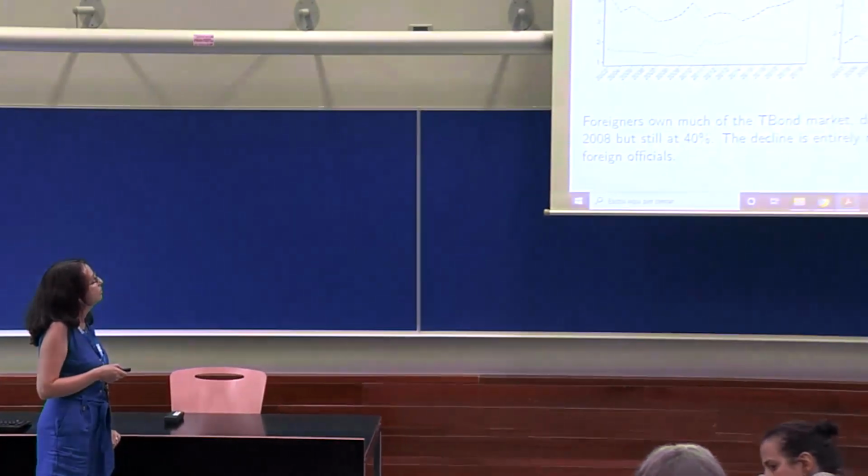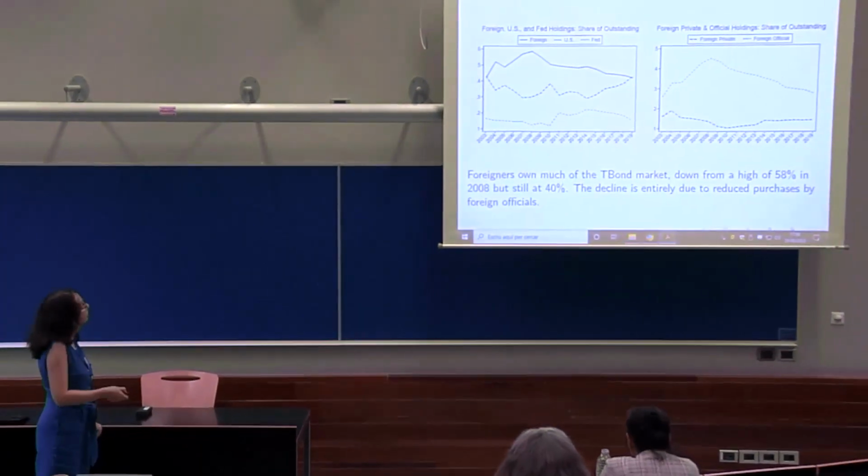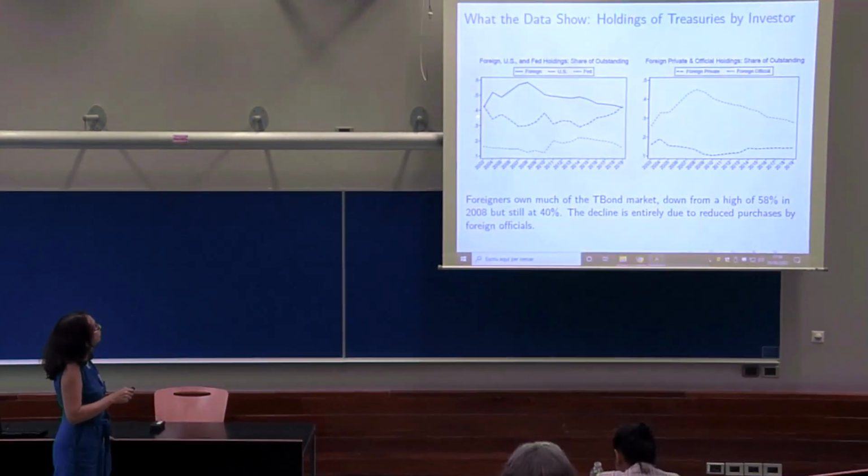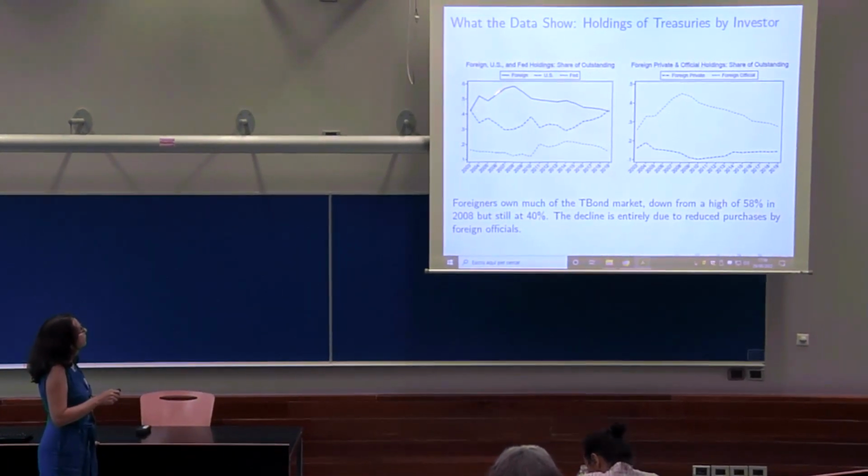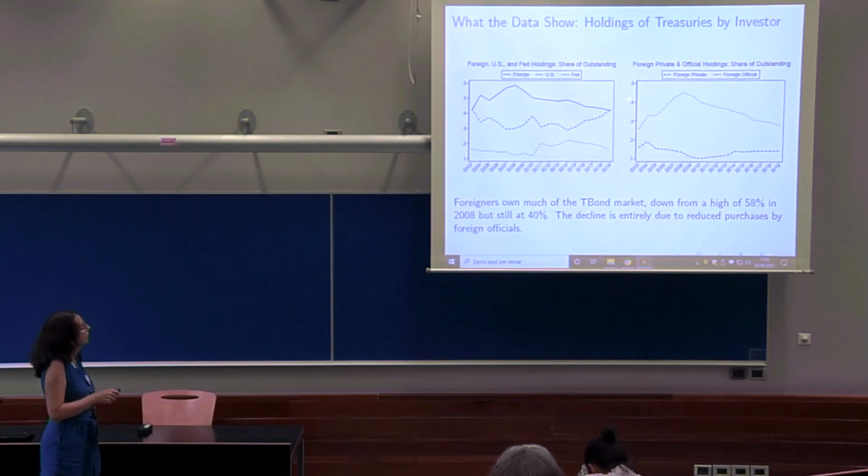Okay, so I'm skipping this. So what the data shows, I'm plotting here holdings relative to outstanding amounts. Left chart for foreign. This is the share of foreign holdings in outstanding, the US and the Fed. And on the right chart, I decompose the foreign into foreign private, which is the bottom line, and foreign official.